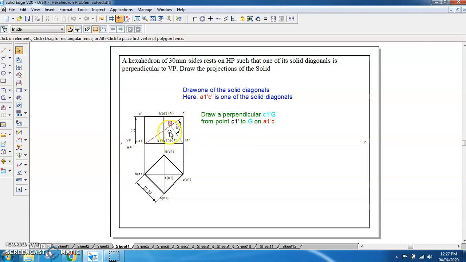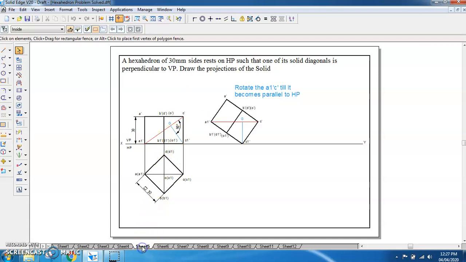A1C diagonal. So now if you see this position of this diagonal, here it is inclined to HP and parallel to VP. So we have to make this solid diagonal perpendicular to VP. So at this position we cannot make this perpendicular to VP. So what we do, we make this parallel to VP as well as parallel to horizontal plane. So now at this position, when we have taken this figure over here and we have reconstructed, till we get this C1 dash G is vertical and this A1 dash C is horizontal.